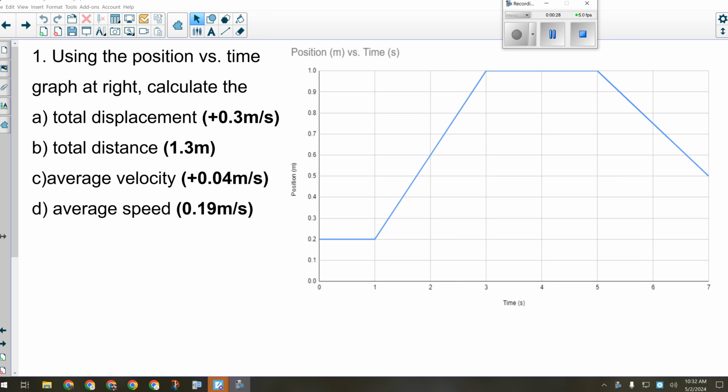All right, so if we're looking at formulas that might come into play, that are on our formula sheet, this one, okay, displacement is final position minus initial position, velocity is displacement divided by time, speed is distance divided by time. That's really about the only formulas that are going to come into play for a position versus time graph, because that's all I can get from this graph.